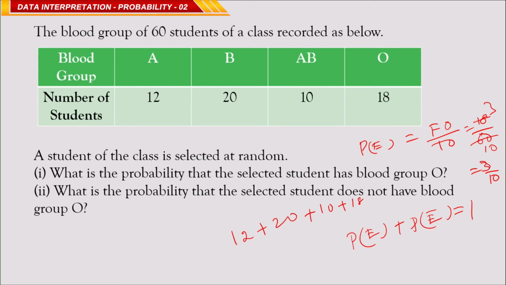What is P of E? Already you got P of E as 3 by 10. So, what is P of E bar? It is 1 minus P of E, that is 1 minus 3 by 10, that is 7 by 10. So, the probability that the selected student does not have blood group O is 7 by 10. Is it clear? In this manner, see how simple.